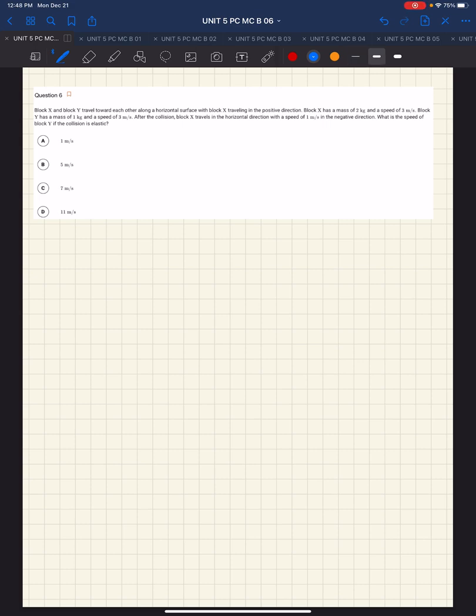So in this situation, we should draw our scenario. So we have block X and Y travel toward each other. X is traveling in the positive direction, Y is traveling in the negative direction. X has a mass of 2 kilograms and a velocity of 3 meters per second. Y has a mass of 1 kilogram and a speed also of 3 meters per second, which makes its velocity minus 3 meters per second.